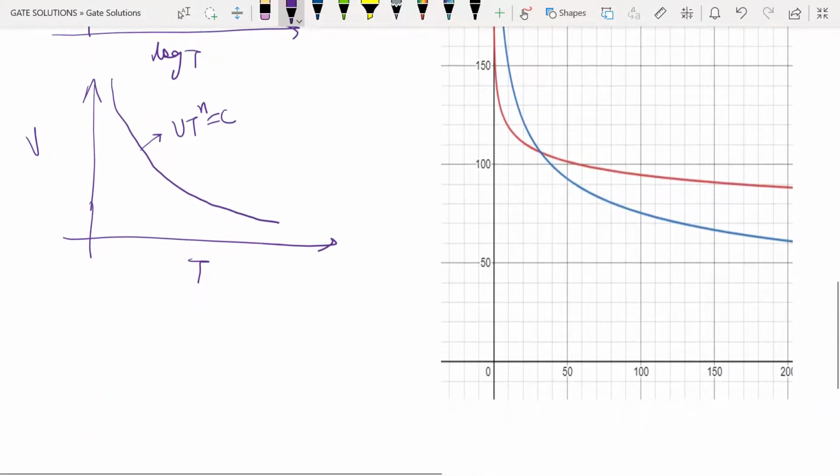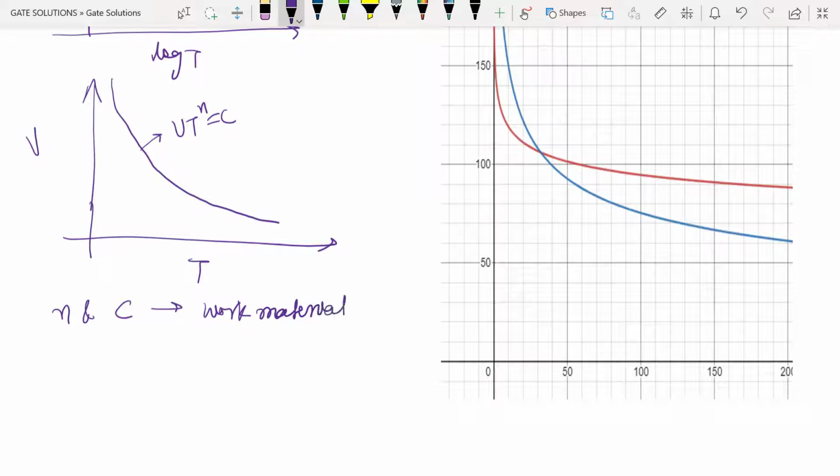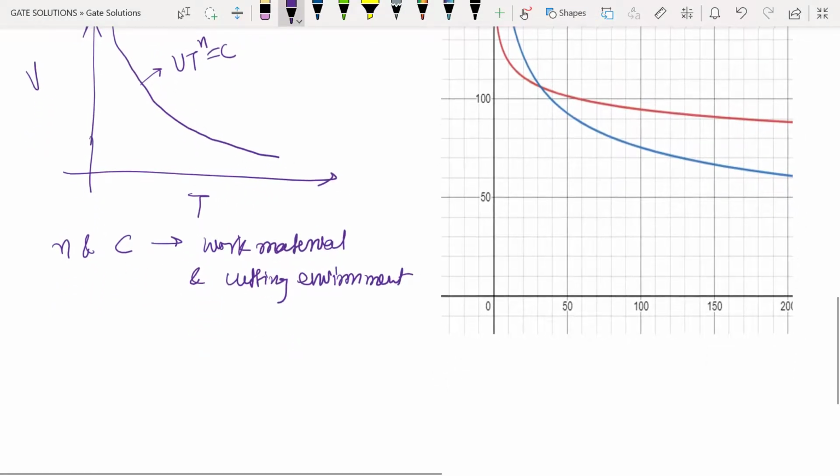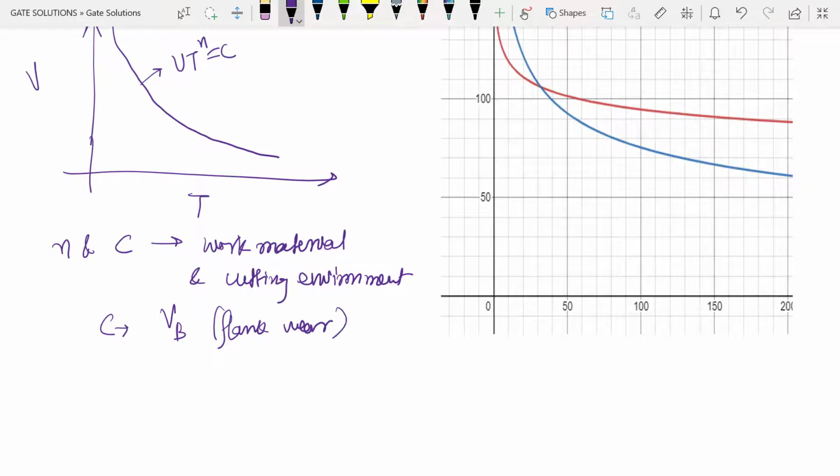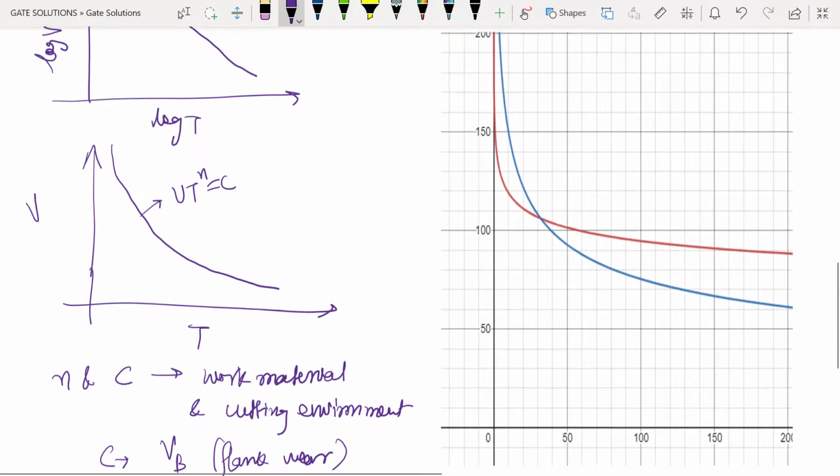Now here, n and C depend on the work material and cutting environment. Also C depends on the VB, that is flank wear, how much we need to limit the flank wear. Now coming back to the question.